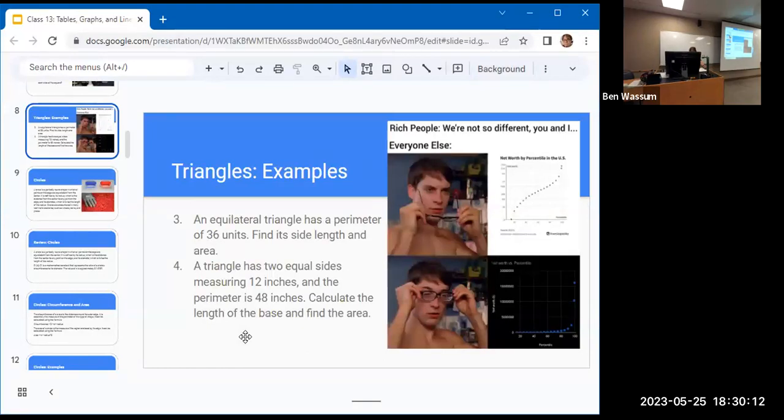It says a triangle has two equal sides measuring 12 inches, and the perimeter is 48 inches. Calculate the length of the base, and find the area.